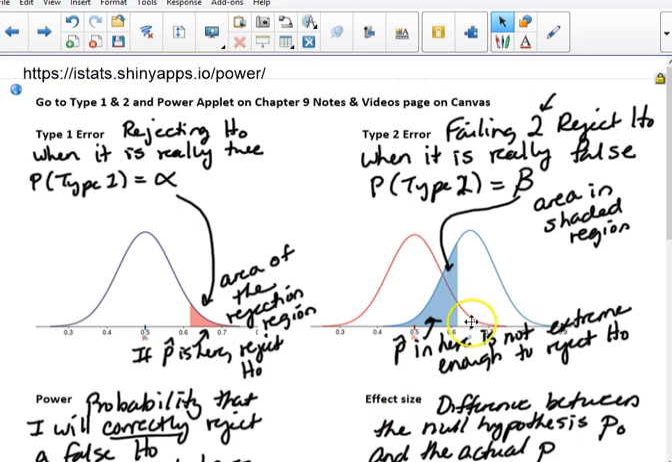So going back to our notes, the type 2 error is failing to reject the null hypothesis when it's really false. The probability of a type 2 error is called beta, and that is the area under this region that is shaded here. If the p hat is in here, it's not extreme enough to reject the null hypothesis, even though the null hypothesis is wrong.